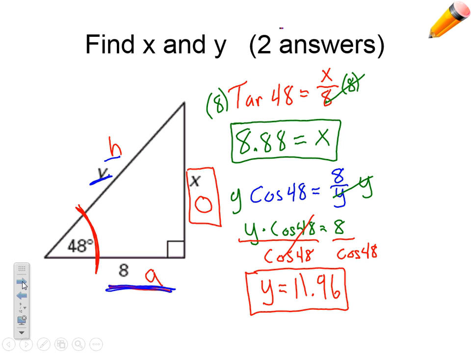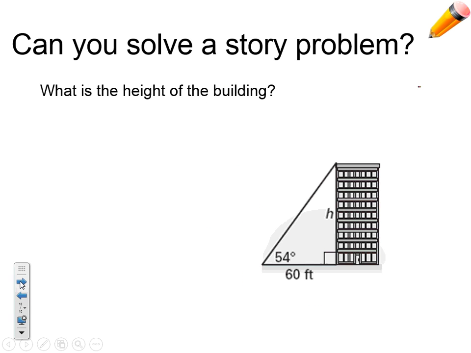All right, ladies and gentlemen, last example for the day. What is the height of this building? So we're looking for the height, so we know it's a right angle. We set this up. We know this angle. We know the height is our opposite, and we know adjacent. Well, opposite and adjacent works with tangent. So I have the tangent of 54 equals h over 60.